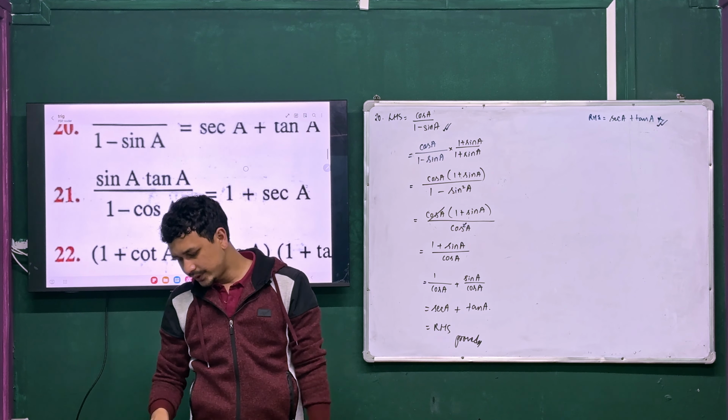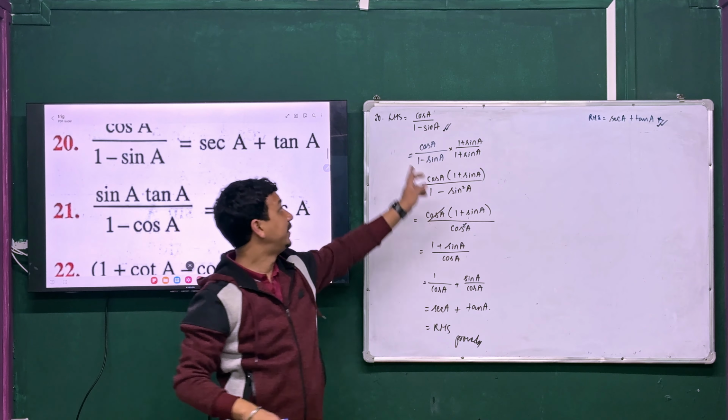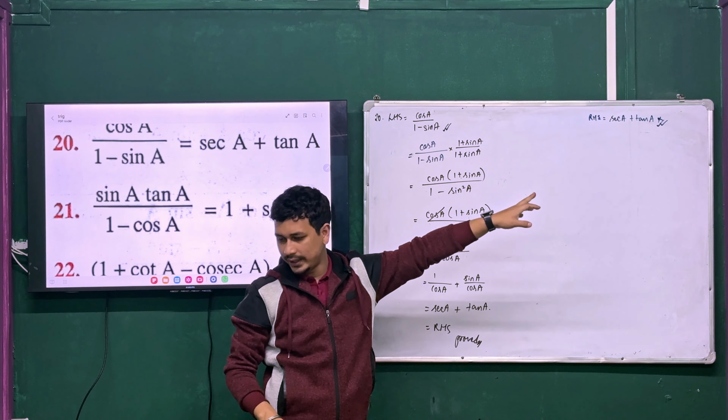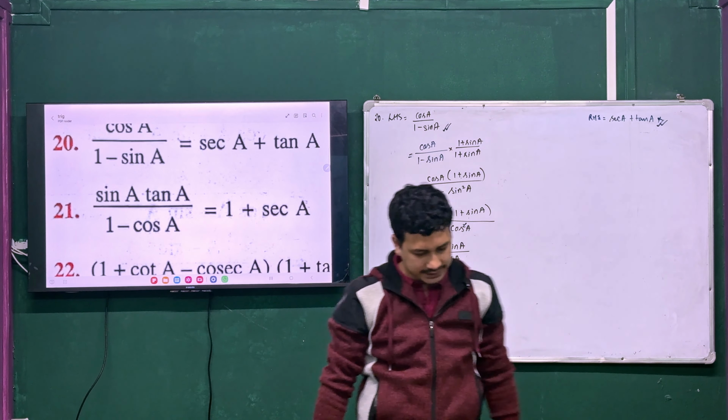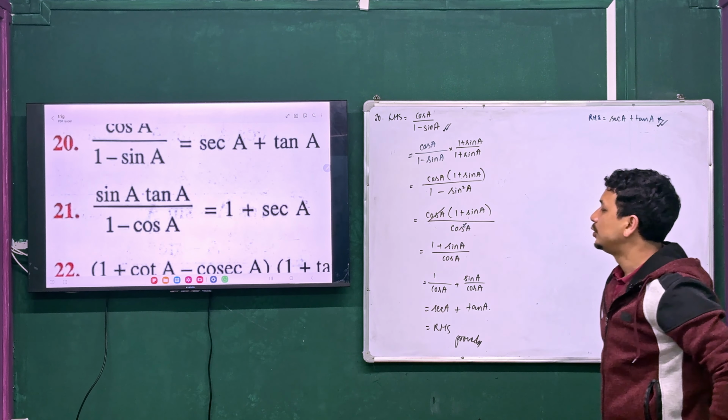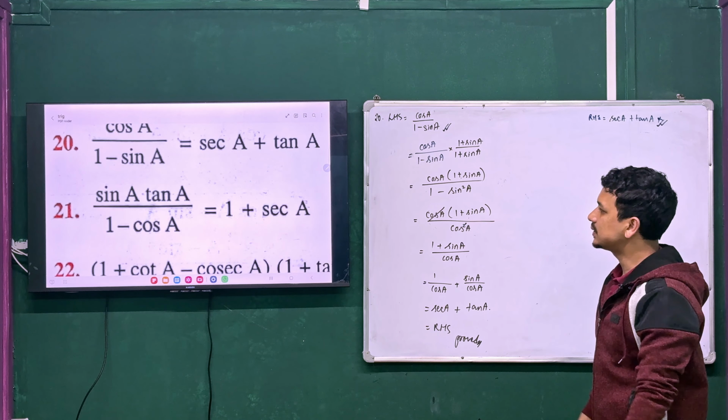So basically the next question is exactly the same. In question 21, the left hand side has a denominator, the right hand side does not have. So just try the same trick for 21. That means rationalize question number 21.